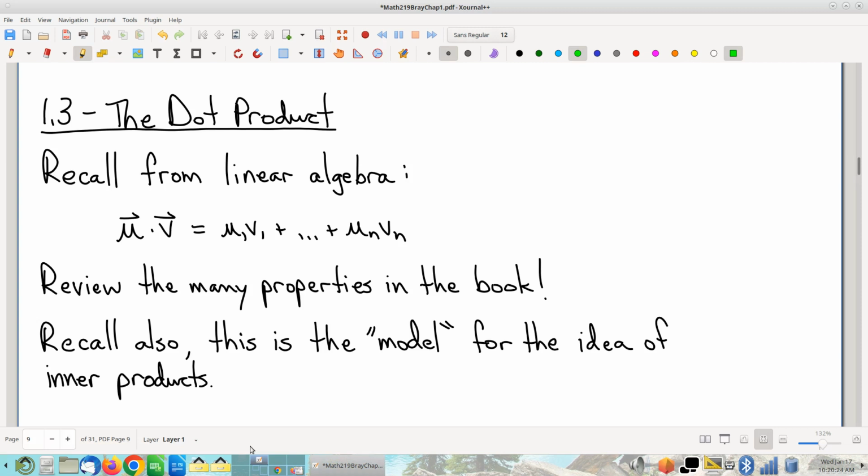So dot product. I believe you all have seen dot products before, so I am going to go pretty quickly through this. Again, tough choices. I can't do all of everything that's in the book. No time, right? So this section is going to be a pretty quick one.